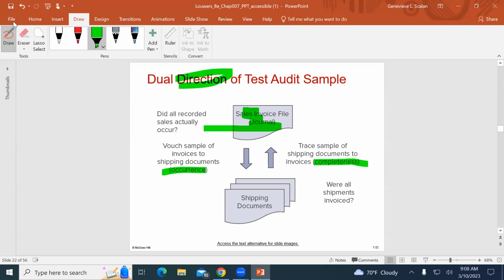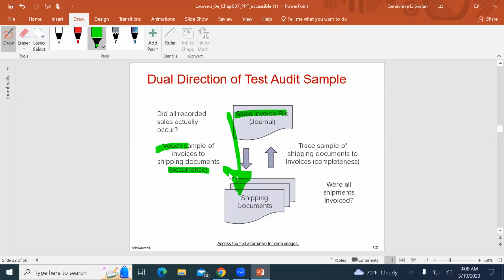So to test for occurrence, right, which is the main thing we want to test for, we're going to do something called vouching. Vouching just simply means you start at the general ledger or the journal, right, where the accounting entry is, and you go back to the supporting documents, right? And so what you're looking for is typically back to the invoice, back to the shipping document, back to the customer order, right? And you're going back.